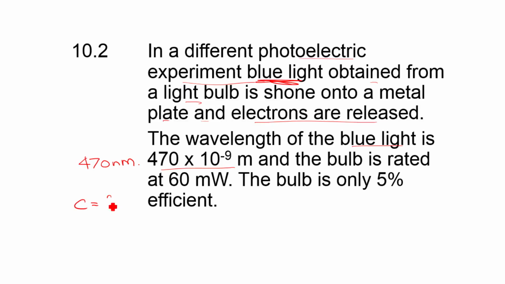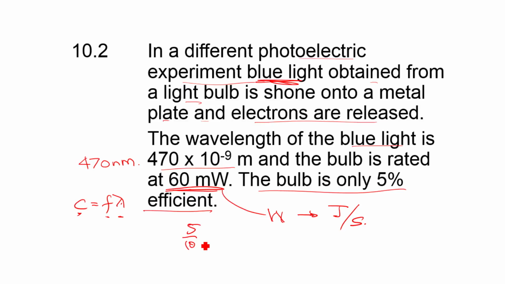You remember c is equal to f lambda: speed of light, the frequency of the light, the wavelength of the light. And the bulb is rated at 60 milliwatts. Again, this tells me something. Remember that watts tells me something about the amount of energy per second that I'm going to get out of this. However, here's an interesting thing. The bulb is only 5% efficient, so only 5 parts in every 100 of that is going to be useful to me. So here is a little twist in the tail that you have to take into account.